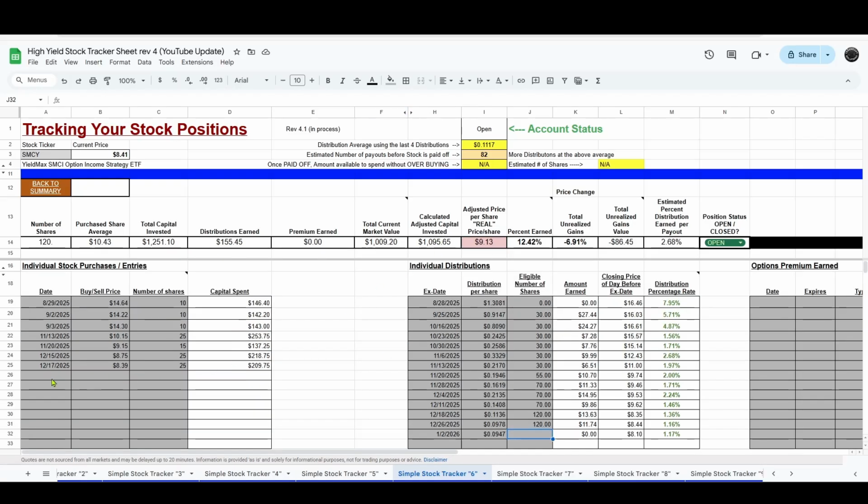SMCY. For SMCY, I did make a purchase on this one, and I purchased these shares on 12/29, and the price that I did purchase them at was $9.20 per share, and I purchased a total of 50 shares. Now, with my real price per share being $9.13, since I did buy under it, it will lower this $9.13.